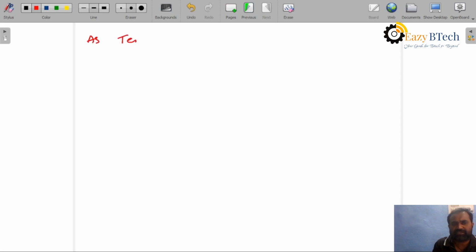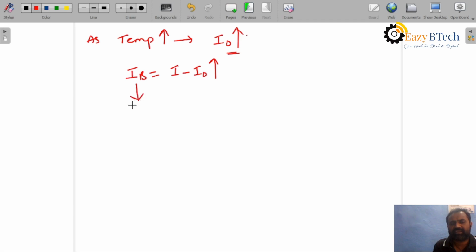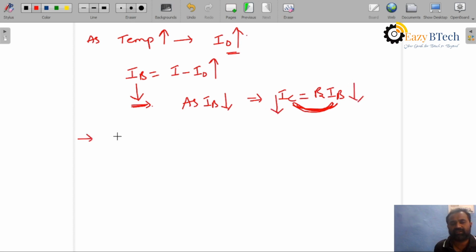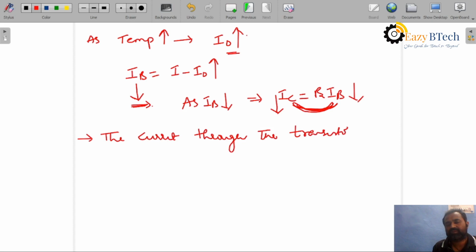As temperature increases, I naught increases. As I naught increases, since IB is equal to I minus I naught, IB decreases. As IB decreases, what happens? IC is equal to beta into IB, because both are directly proportional. Now as IB decreases, IC also decreases. Like that, the current through the transistor can be reduced.